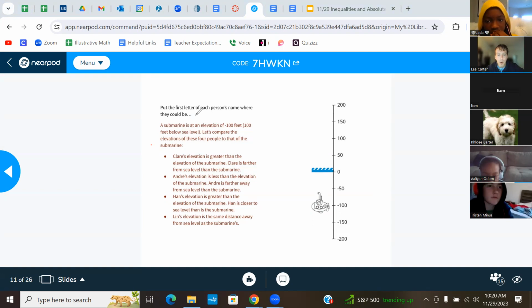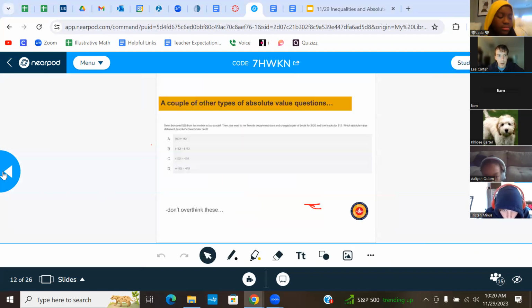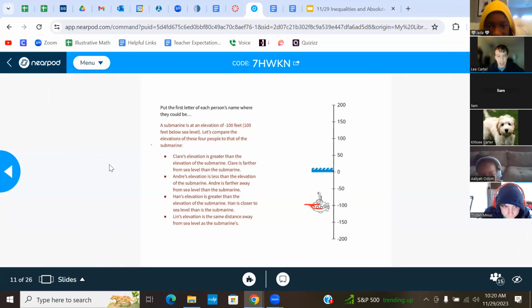So these are kind of like little riddle things. We got a submarine at an elevation of -100 feet. So that would be right here. Claire's elevation is greater than the elevation of the submarine. She is further from sea level than the submarine. Hold on a second. Are you sure that I didn't just accidentally copy that? No, I didn't. I remember the other day I did that and I was like, what? So Claire's further from sea level than the submarine is.